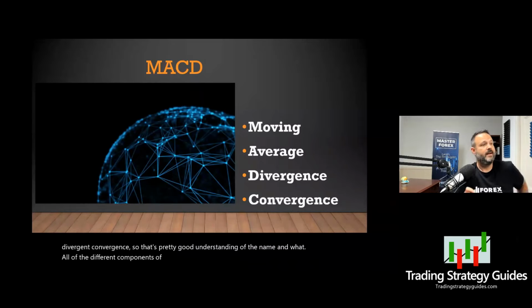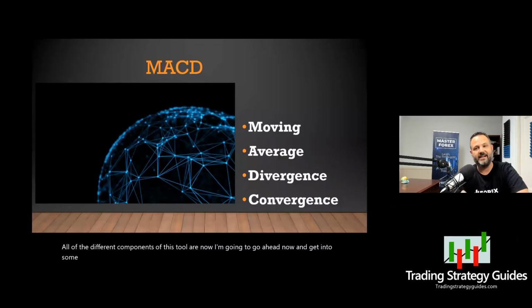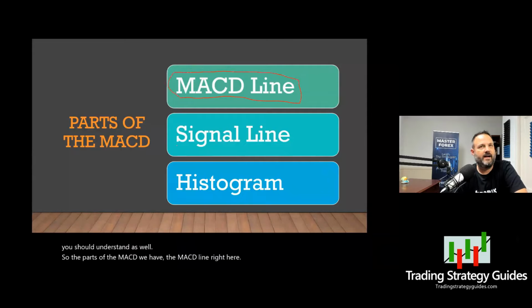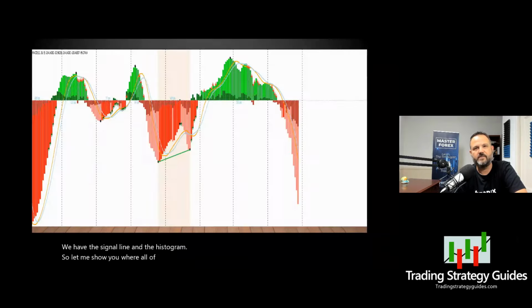Now, I'm going to get into some more details on this MACD because there are a lot of different moving parts here that you should understand as well. The parts of the MACD: we have the MACD line, the signal line, and the histogram. Let me show you where all of those are. The first part is the histogram, which you're going to see is right here.